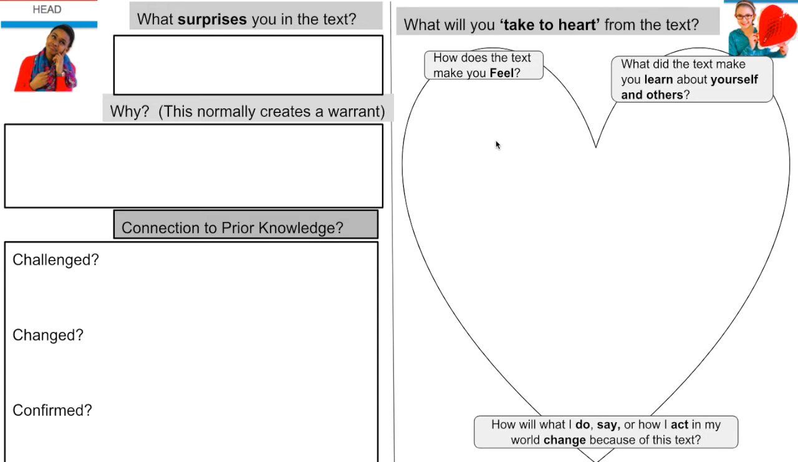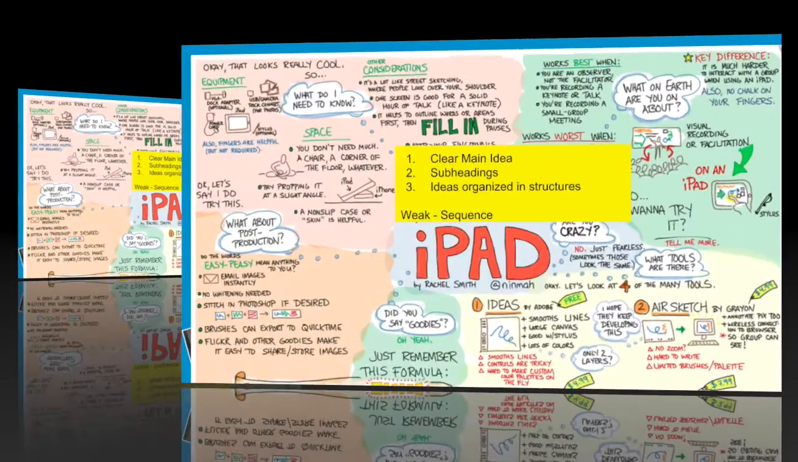Another way is to take the topic to heart. How does the text make you feel? Put some of the emotions down. How will what you do, say, or act be different because of what you've interacted with or what you've read inside the text? So using the head and heart to interact with text at this first level of primary research really gets you to process the things that you have been reading.